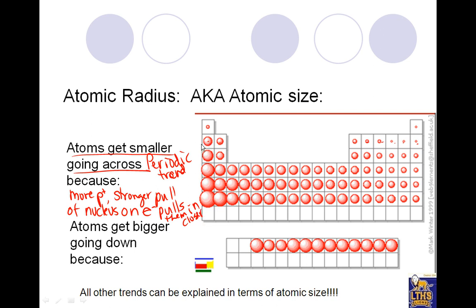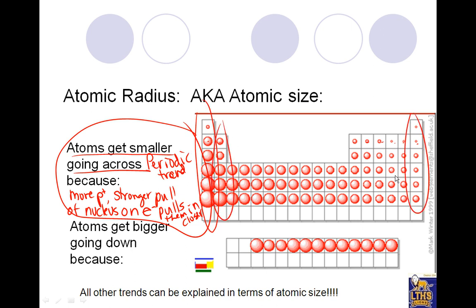Alright, so here's the trend, smaller going across. Here's why. That's how we explain it. That's a periodic trend because it's going across the table. What about the group trend? That one, bigger going down, bigger going down. So atoms get bigger going down a group. Okay, so this is the group trend.